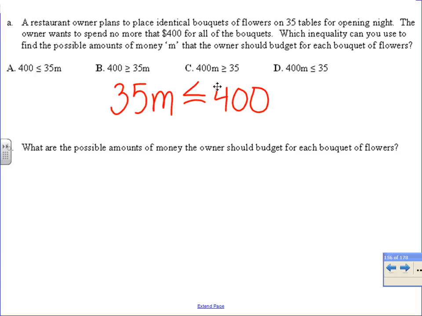Okay, if you think it's A, put your hand up. Okay, if you think it's B, put your hand up. If you think it's C, put your hand up. If you think it's D, put your hand up. Oh, wow. Okay, it is B. You guys are right.